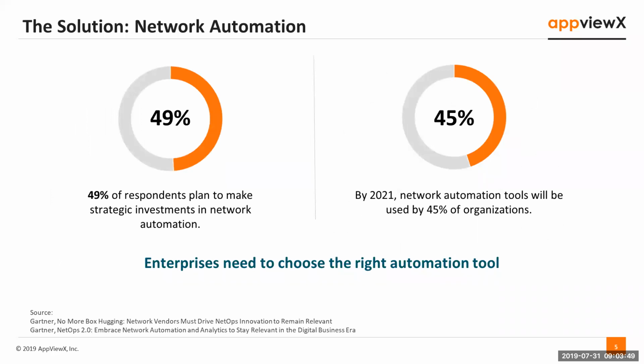Now, the analysts have evaluated the marketplace. What they're seeing is that 49%, nearly 50%, of enterprise environments plan to make strategic investments into network automation. And within the next 3 years, nearly half are going to be utilizing automation tools. So the market seems to be migrating pretty rapidly towards either discovering or adopting some methods of automation. They're realizing that throwing more people at a solution does not scale well.